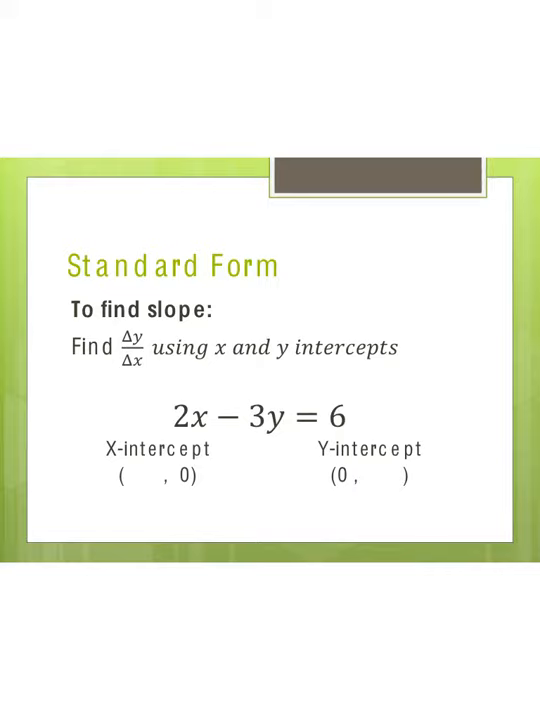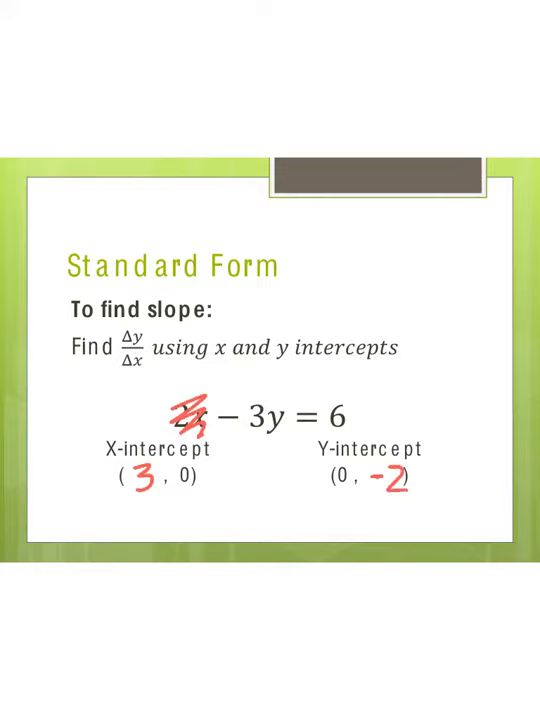The standard form, it's not that easy to find the slope. It's not right in the equation, but you can easily find the slope one of 2 ways. One way is to use those x and y-intercepts. So we know that the x-intercept is when y is 0, so 2x equals 6, it's 3. And the y-intercept is when x is 0, so y is going to be negative 2.